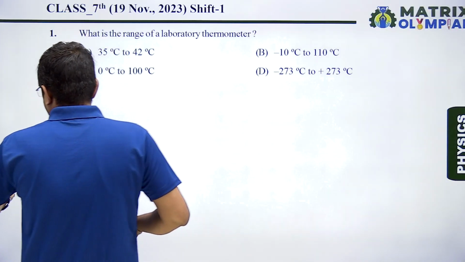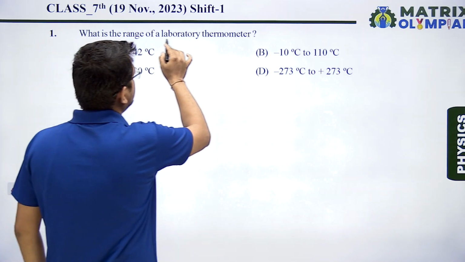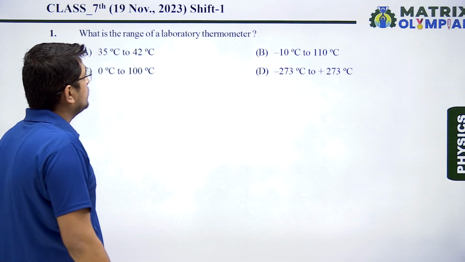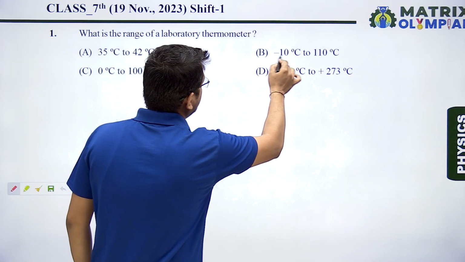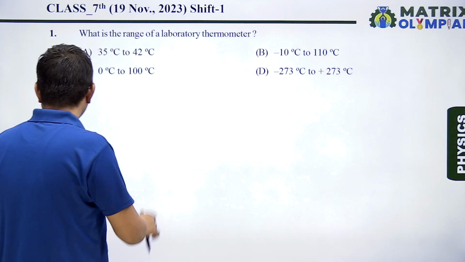Our question number 1. In question number 1 it is asked what is the range of laboratory thermometer. So directly we can see the range of laboratory thermometer is from -10 to 110 degrees Celsius. So correct answer is option B.